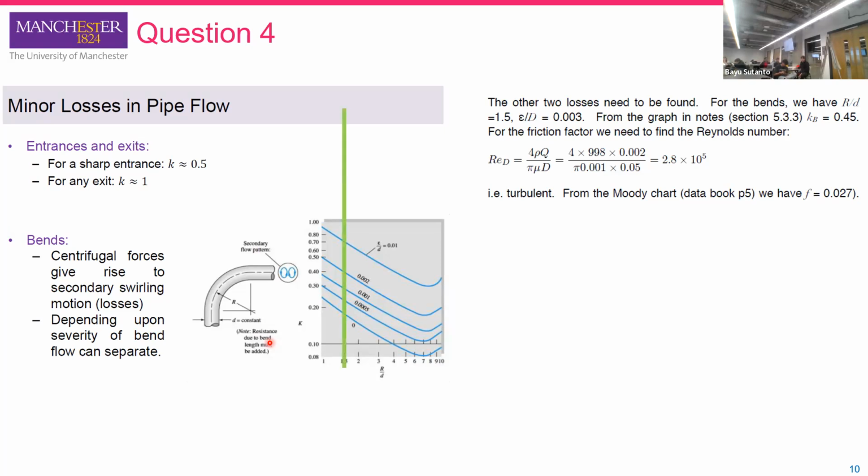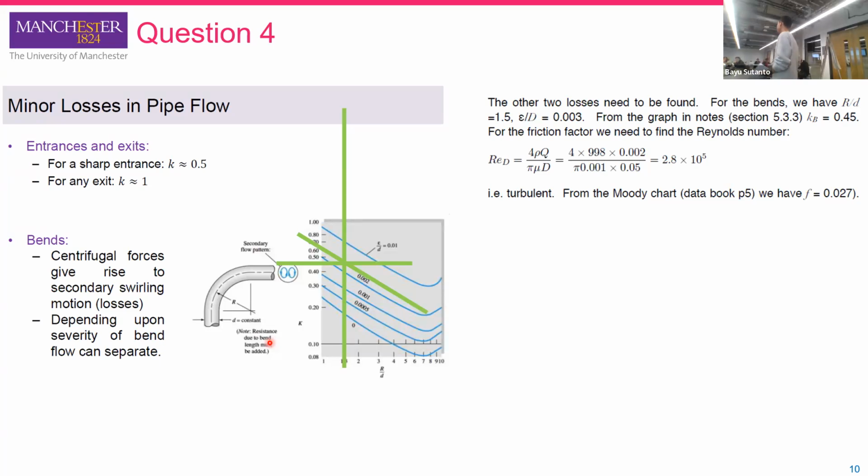And the relative roughness is 0.002. So it's going to be about this one. This is the relative roughness 0.002, and we take a vertical line to get the value of K. So K is 0.45. This is how we get the information of minor losses because of the bending.